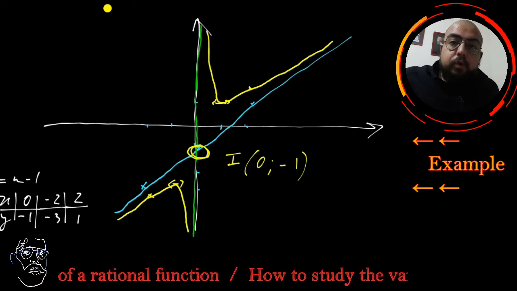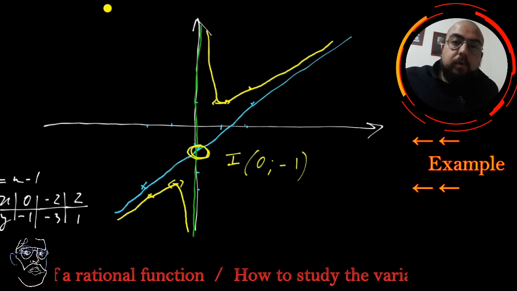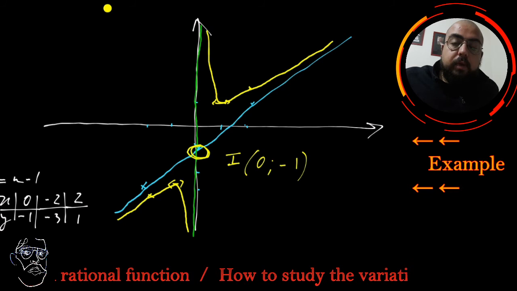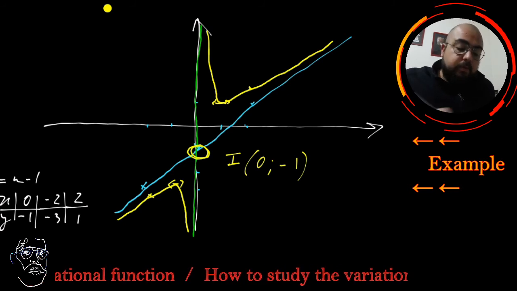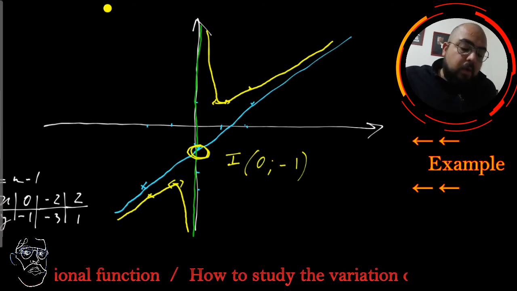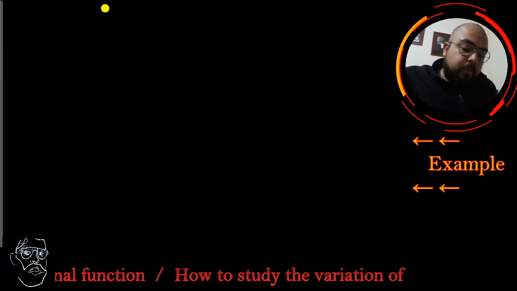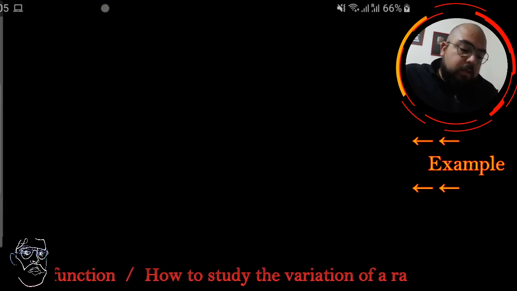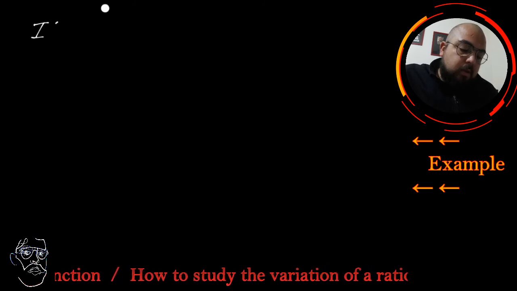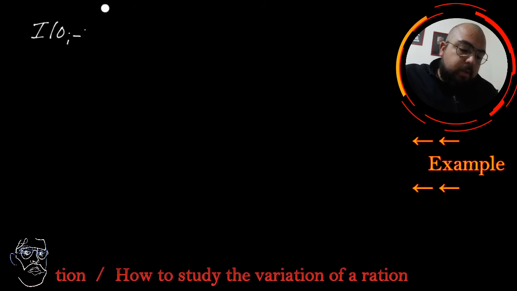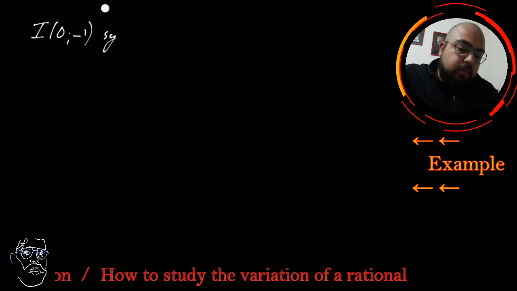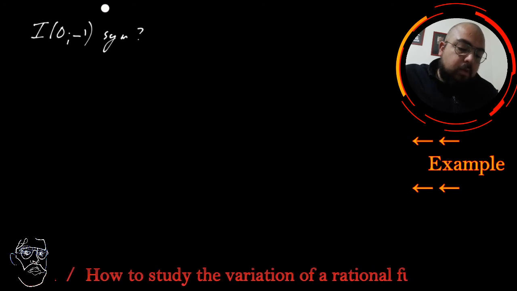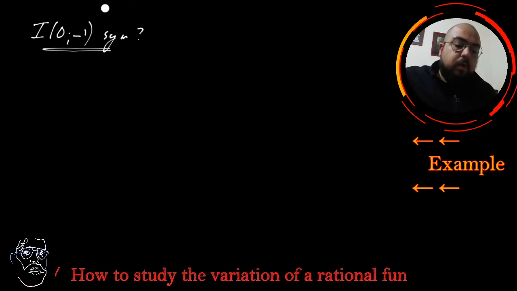Now, how are we supposed to verify that this point I with the coordinate 0 minus 1 is the center of symmetry? It's very easy. You're gonna have to go through the formula. So is I 0 minus 1 the center of symmetry? This is what we are going to check right now to verify.